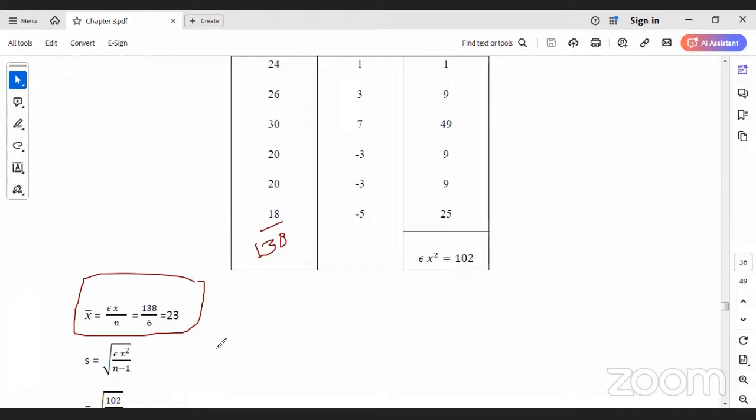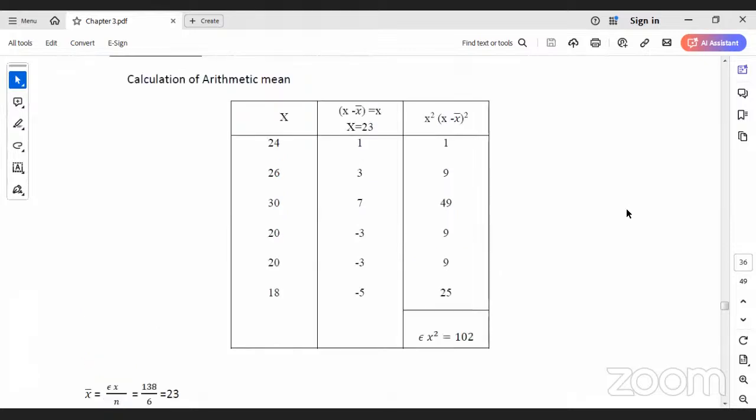Okay. Right. So here, simply, after getting 23, in the place of x, see, 23 I have written. That is 24 minus 23 is 1. 26 minus 23, 3. 30 minus 23 is 7. 20 minus 23 is minus 3. 20 minus 23 minus 3 again. 18 minus 23 minus 5.